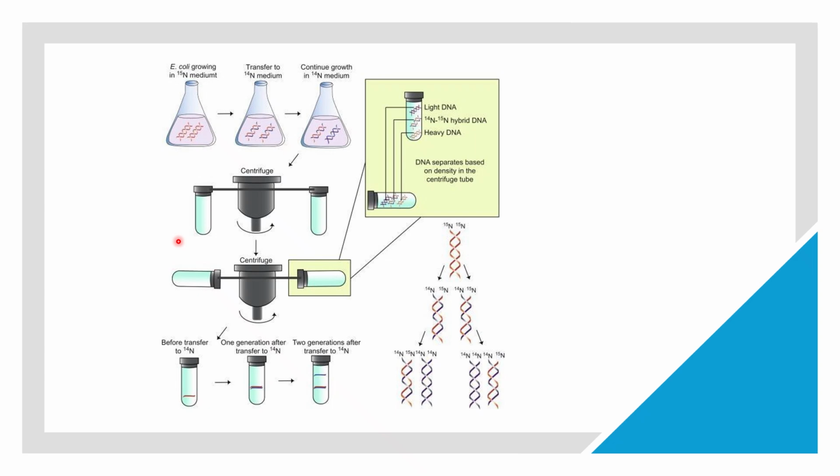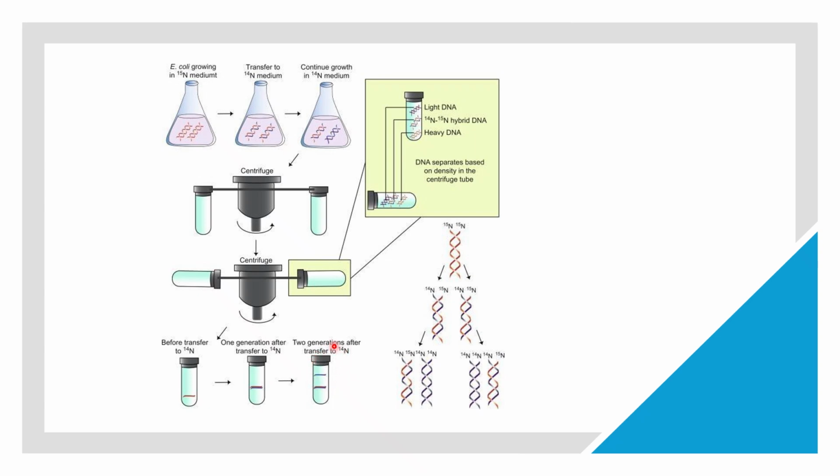They used cesium chloride density gradients to separate the DNA based on density. So heavier DNA, which was there in the first generation, settles lower in the gradient. As you can see here, heavier DNA settles lower in the gradient, while the lighter DNA settles higher in the gradient.